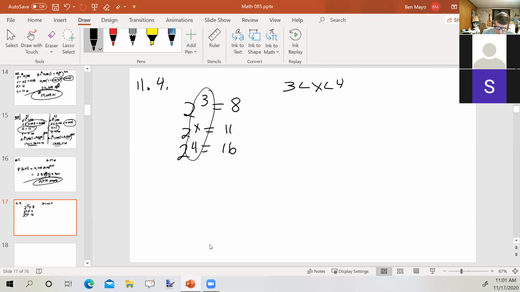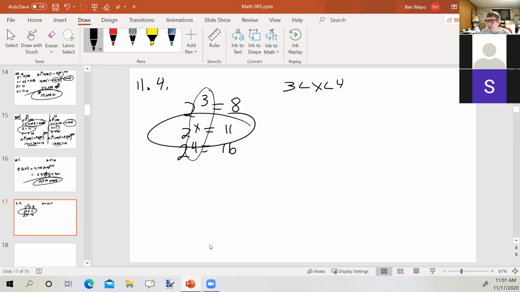So can you see that x has to be between 3 and 4? Now, we can sit down on our calculator and try 2 to the 3.1 power, 2 to the 3.2 power, et cetera, and eventually get an accurate answer, or however far out we want to go. But there's got to be a better way.